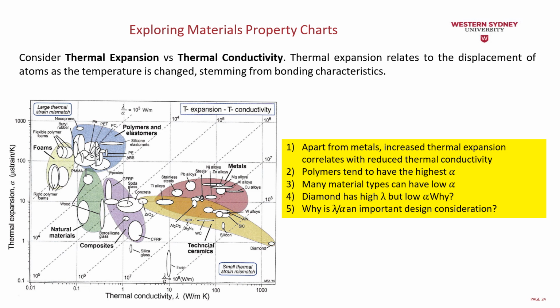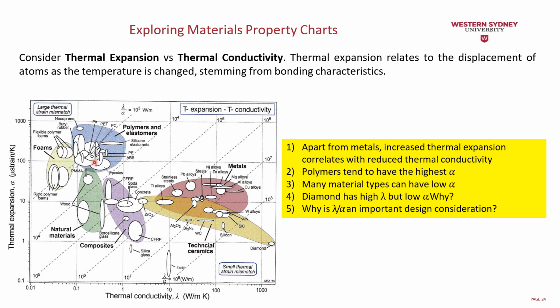So apart from the metals, increased thermal expansion correlates with reduced thermal conductivity. Also, the polymers tend to have the highest value for the alpha, and many material types can have a low value for the alpha. The alpha is, of course, the thermal expansion. Diamond has the highest value for the lambda, or thermal conductivity, but has a low value for the alpha. Now, I would like to get an answer for why that happened.